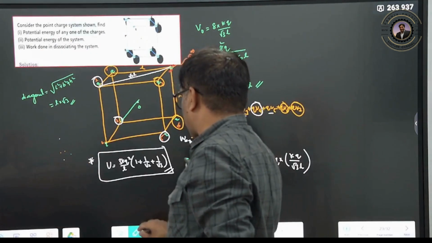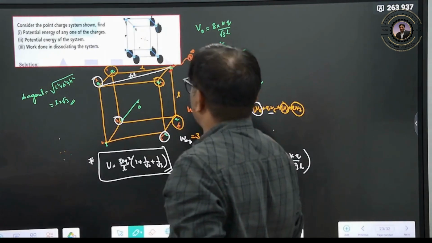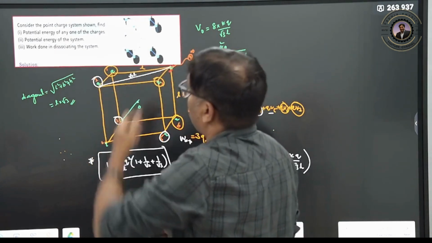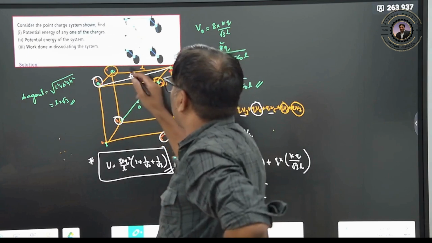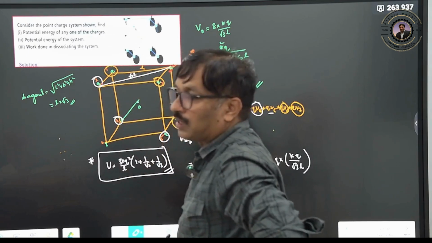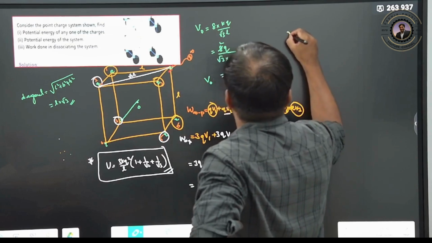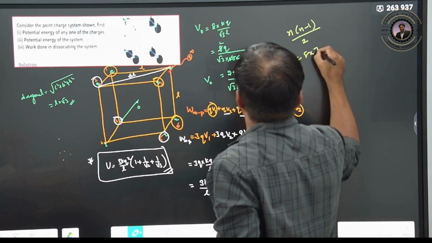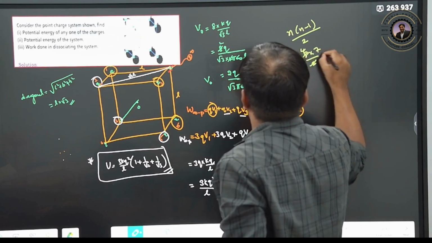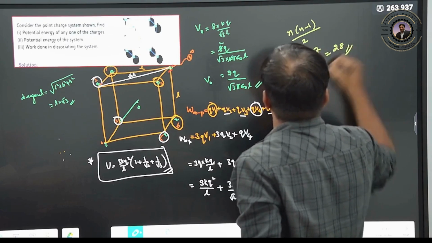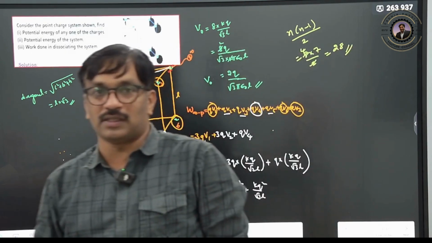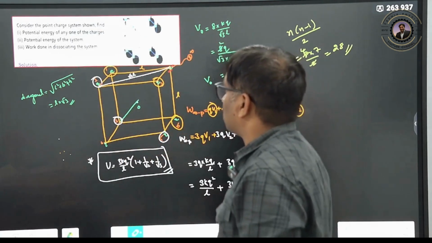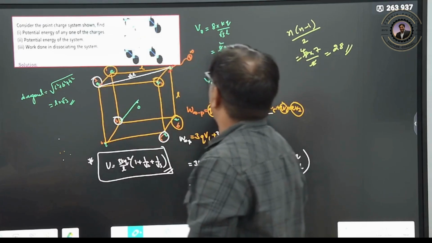Now if you want to calculate the total combinations for this system, how many charges are there in total? 1, 2, 3, 4, 5, 6, 7, 8, so 8 are there. The number of combinations is n into n minus 1 by 2, so 8 into 7 divided by 2, which is 28 combinations. It is slightly lengthy, so you try it and have fun with it.